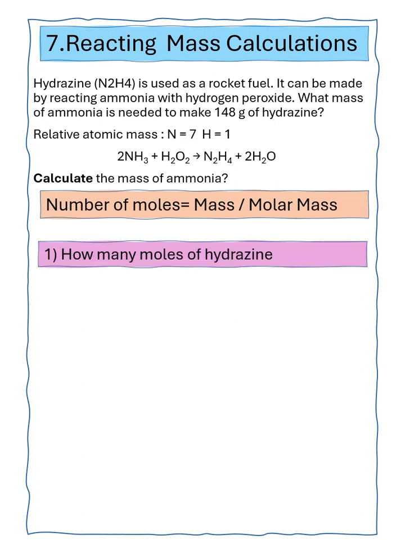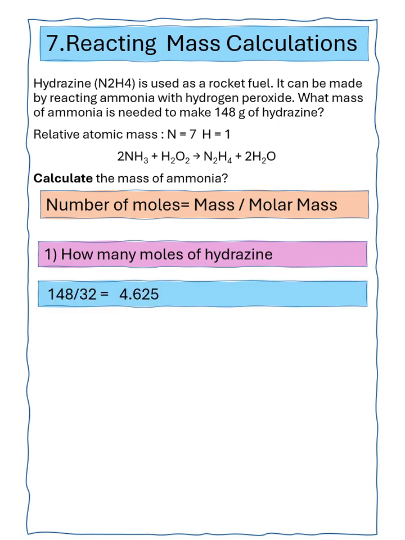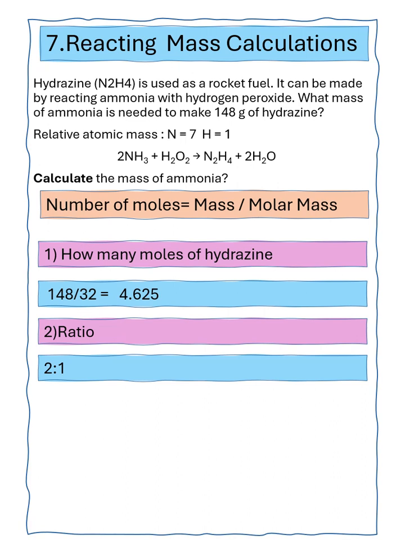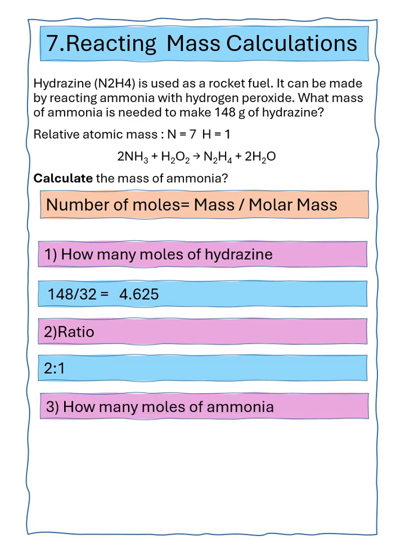So how many moles of hydrazine, first of all, is what we need to calculate. So we know we've got 148 grams of hydrazine. The relative formula mass of hydrazine is 32. So we've got 4.625 moles of hydrazine. Then we need to look at the ratio of hydrazine to ammonia. And we know it takes 2 lots of ammonia to make 1 lot of hydrazine. So the ratio is 2 to 1.